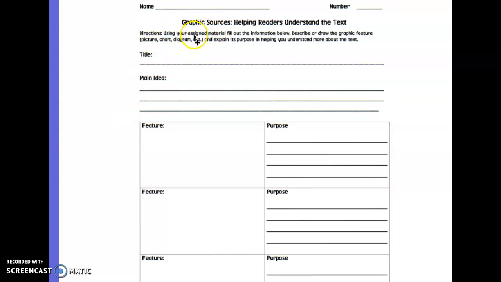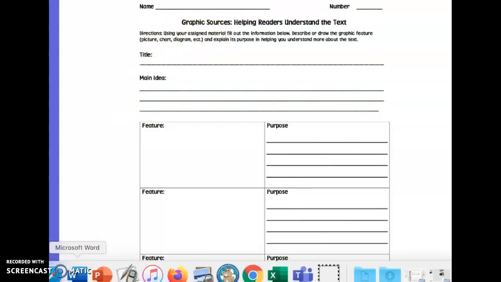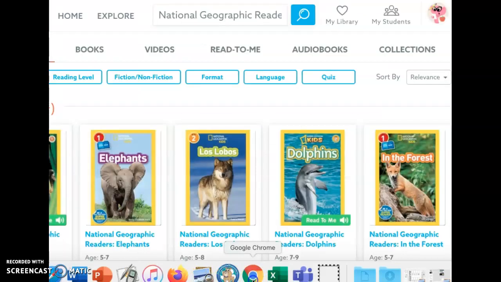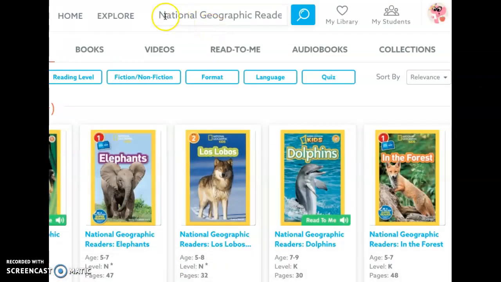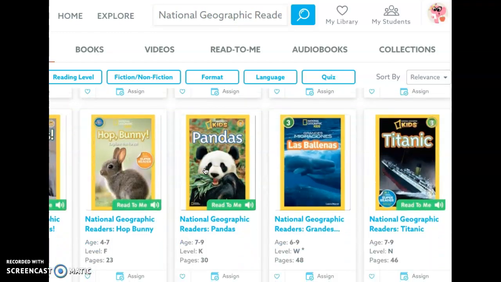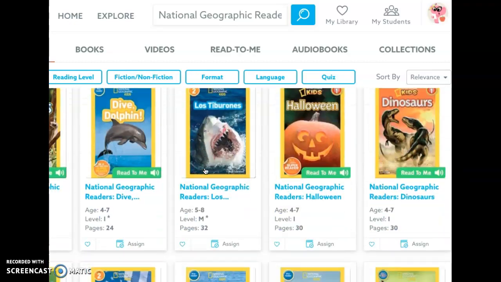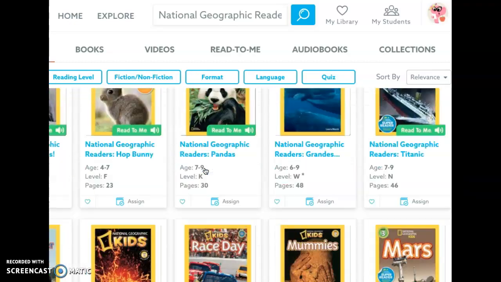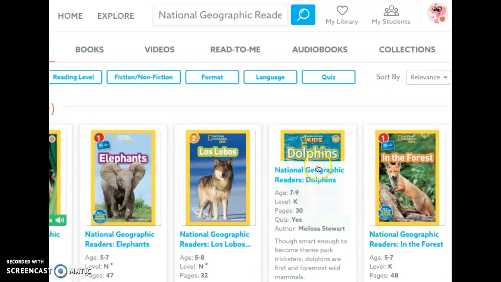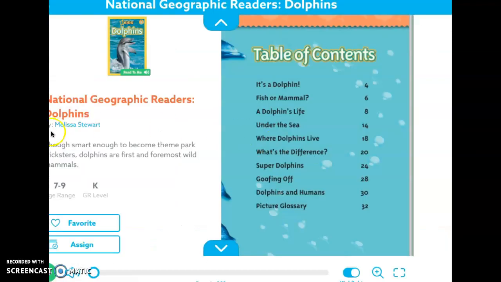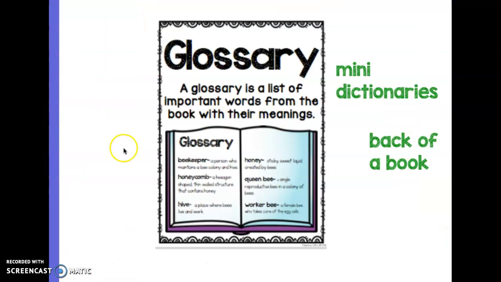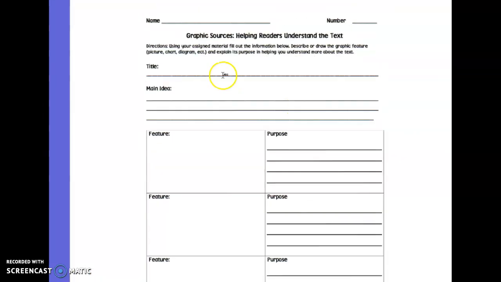The directions say to use an assigned material. The materials you guys are going to use are located on GetEpic. If you search National Geographic Readers, a long list of books will come up. You can pick any of these books to do this assignment with. I'm going to pick this one called Dolphins. So the title of my book is Dolphins.